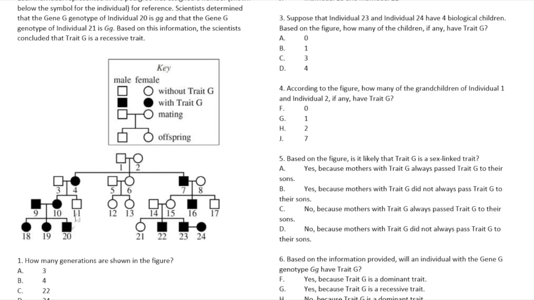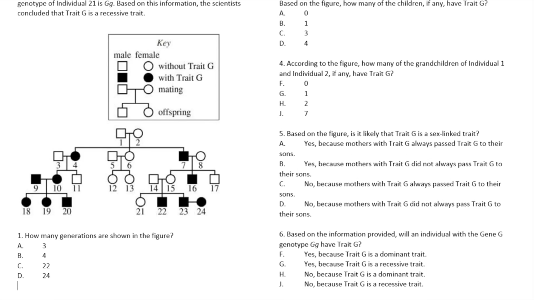If the mother passes it to the son, not here, but they do here, and let's see if there are any other examples. Over here there's a mom without trait G who passes it on to her son. So it really seems like it's not necessarily a sex-linked trait because either the mom has it and it doesn't get passed on, or the mom doesn't have it and it somehow does get passed on. So here the correct answer is D, no, because mothers with trait G did not always pass trait G onto their sons.